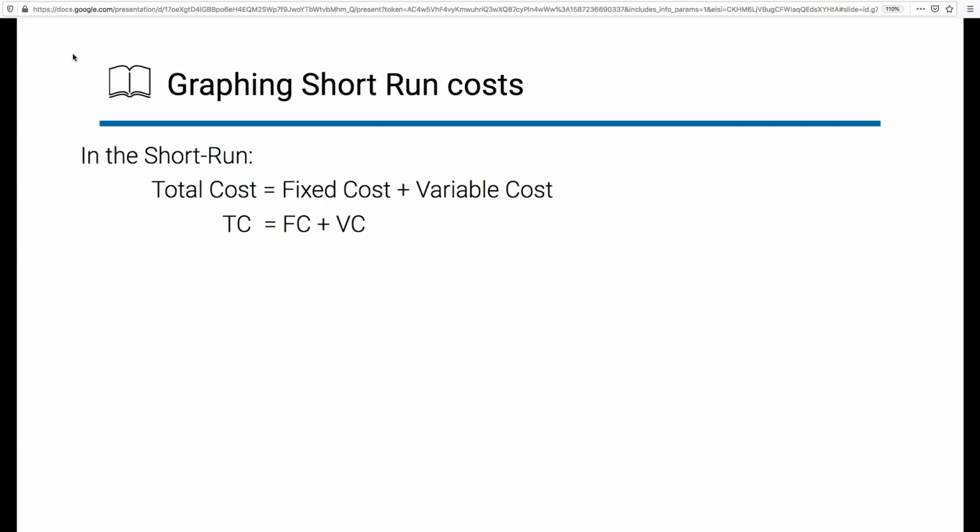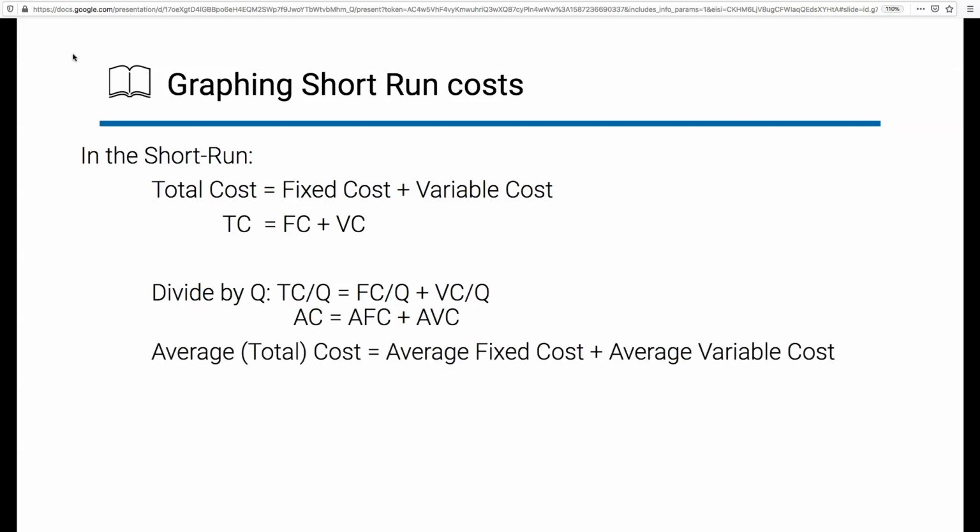The next thing to do to move from totals to averages is to divide both sides of this equation by output, by Q. So take total cost divided by output. It will be equal to fixed cost divided by output plus variable cost divided by output. In terms of the averages, that would mean average cost equals average fixed cost plus average variable cost. And we can write it down explicitly as that equation. So we just took the accounting identity and divided it by output to switch from totals to averages.